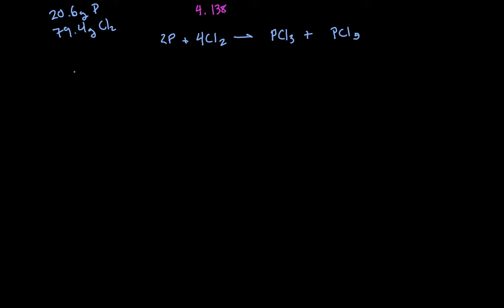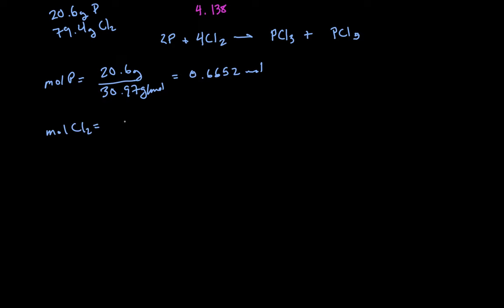All right, so first things first, we're going to find the moles of both of these, and then we're going to see if we've got a limiting reagent between the two of them. So let's start with phosphorus. Moles of phosphorus equals our mass here, 20.6 grams divided by the formula weight of phosphorus, 30.97 grams per mole. So that is 0.6652 moles.